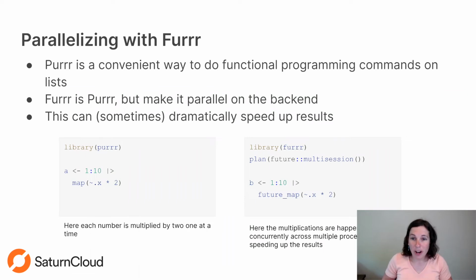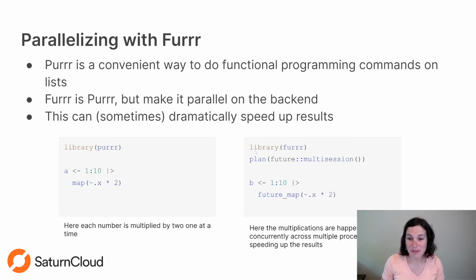So you can also even make this easier with the package furrr. If you use purrr for list or functional programming things, purrr is a really nice package for functional programming things. Like on the left, if I have this 1 to 10 and I want to apply to each one of them the function of multiplying it by 2, that's how you do it with purrr.